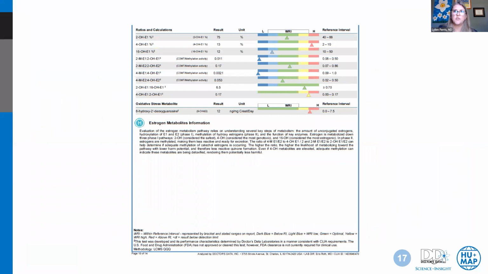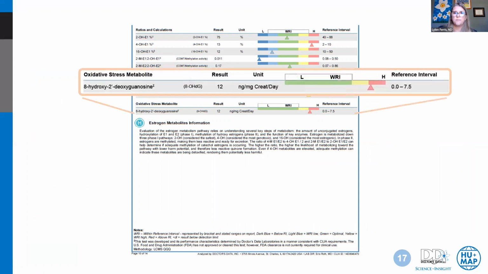Now, also in the estrogens section, in its own little subsection, the oxidative stress section, is the 8-hydroxy-2-deoxyguanosine. This is a functional marker for DNA damage caused by oxidative stress.